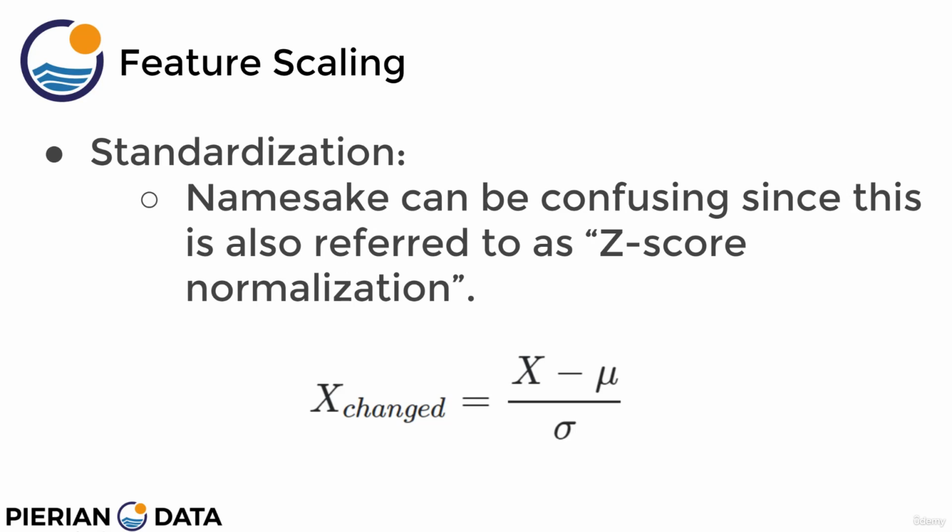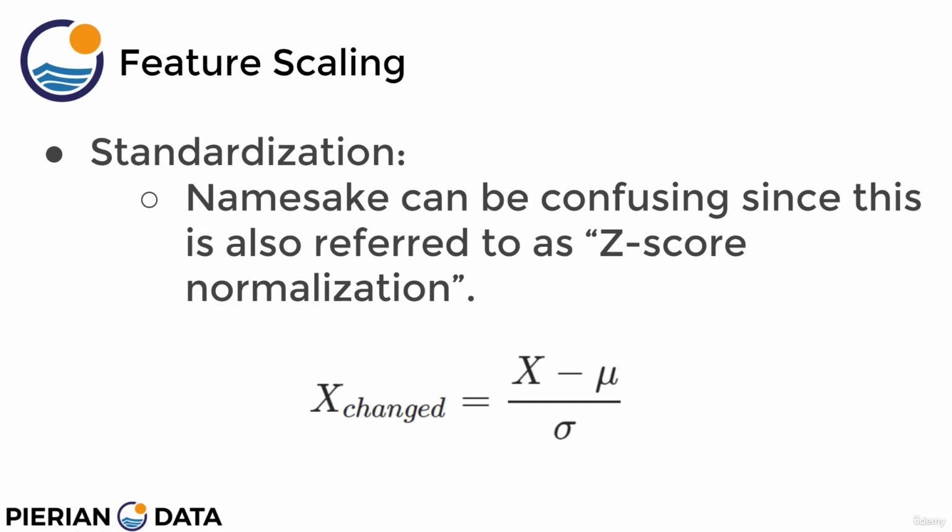Keep in mind that the namesake can be a little confusing. Sometimes people actually say normalization when it's really standardization, and that's because standardization, technically speaking, can be referred to as z-score normalization. So sometimes, myself included, we'll say something like z-score normalization or normalization when we're really just performing this standardization formula. So keep that in mind. Some people say normalization when you're actually performing standardization.